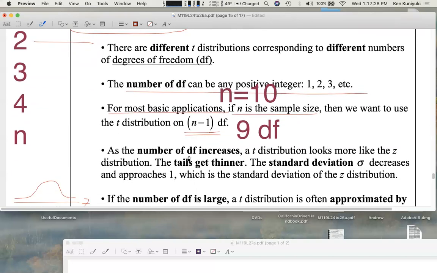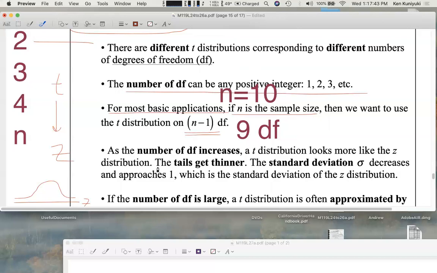Again, as the number of df increases, a t distribution looks more and more like a z distribution. And by the time you get to high numbers of degrees of freedom, like in the hundreds, like for a poll sample size, then for all practical purposes, you can use a z.